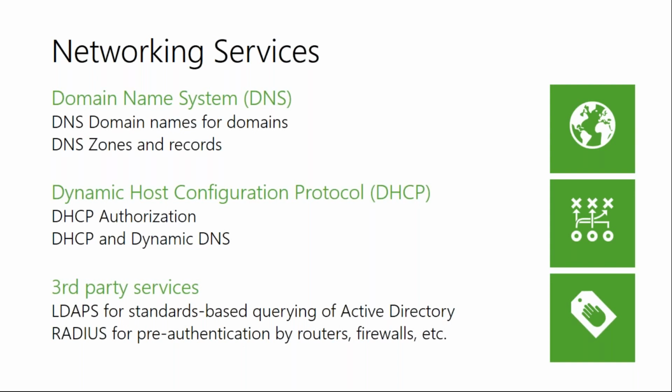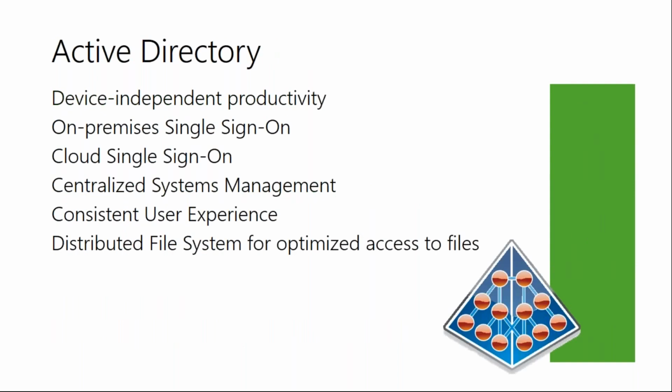Now all the VPN stuff, Citrix, NetScalers, you name it, can all be integrated with Active Directory using either LDAP, the Lightweight Directory Access Protocol, or RADIUS, which is an even older protocol, because you can't actually domain join those VPN appliances and such, but you can connect to them using third-party services. That way, Active Directory offers that full scale of functionality. It offers device-independent productivity, on-premises and cloud single sign-on, systems management, consistent user experience, and even the distributed file system for optimized access to files if you need it.